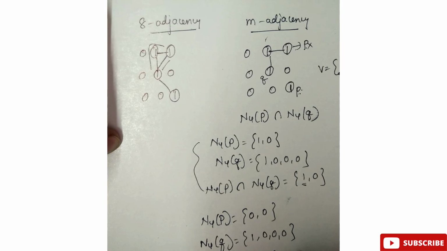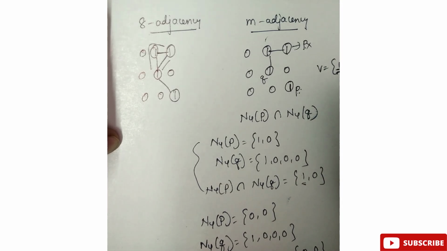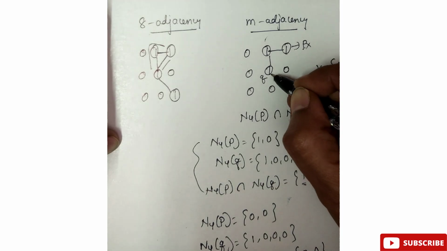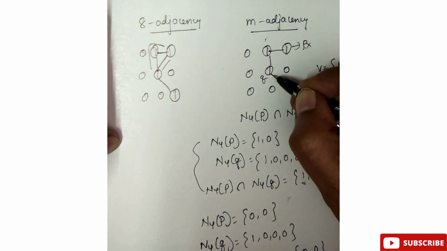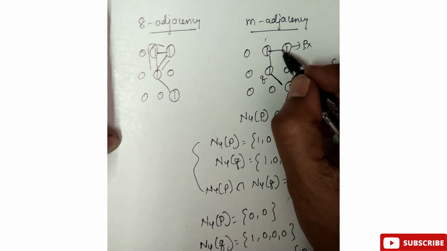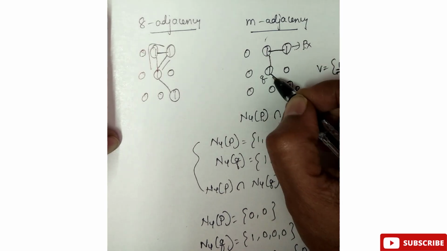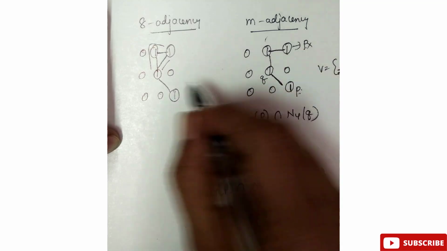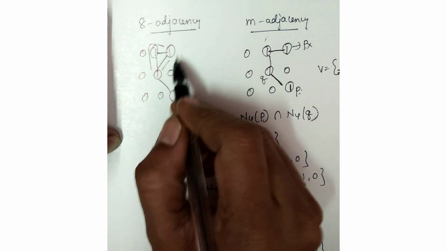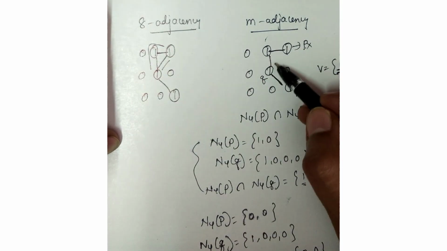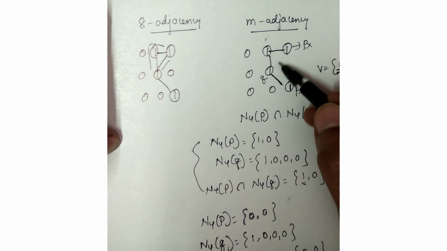Yes, the intersection of (0, 0) is not in the set V, hence these two are connected, M-adjacent. These two are M-adjacent. So that is the reason the M-adjacency is like this. It means you don't have ambiguity like these two paths, and you eliminated this diagonal connection because of this M-adjacency.